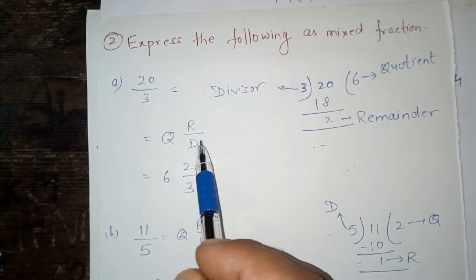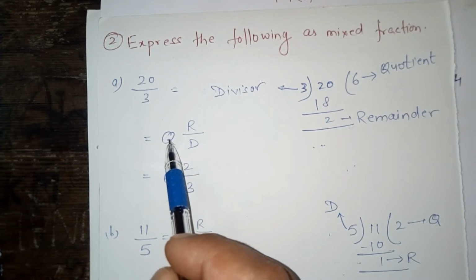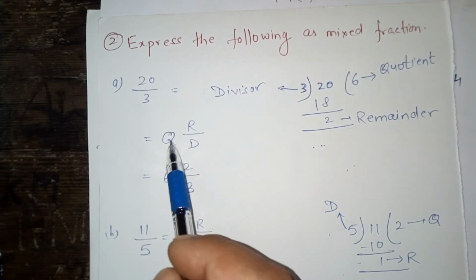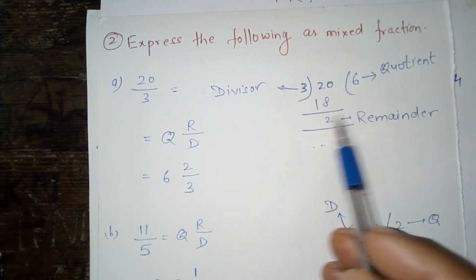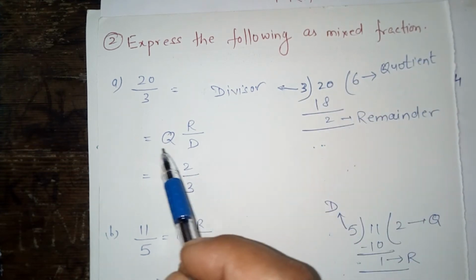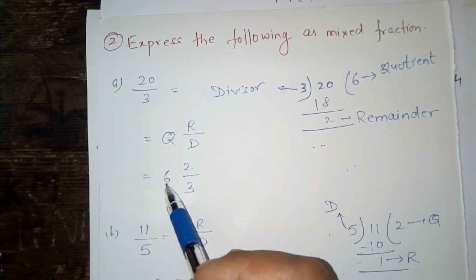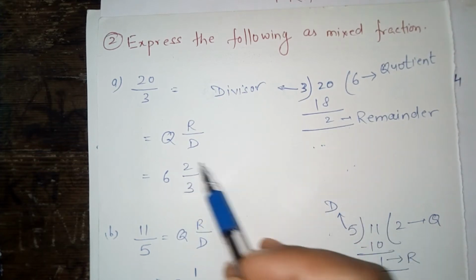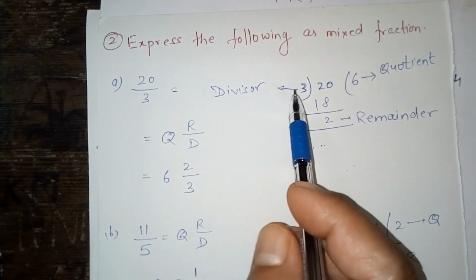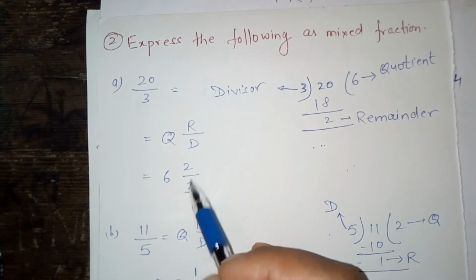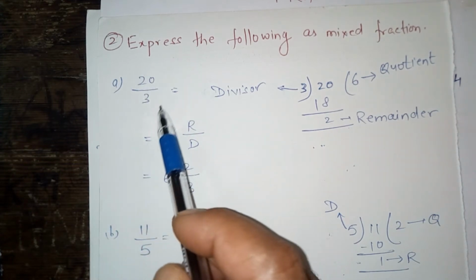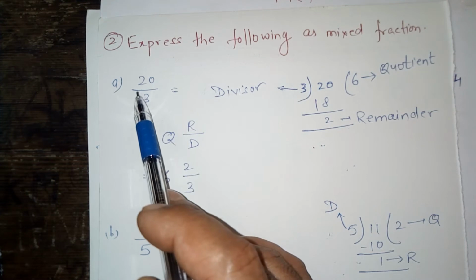This is the simple formula, Q R upon D. Q means quotient. In this solution, quotient is 6, so Q is 6. Remainder is 2, and D stands for divisor. Divisor is 3. So 20 upon 3 is the improper fraction.